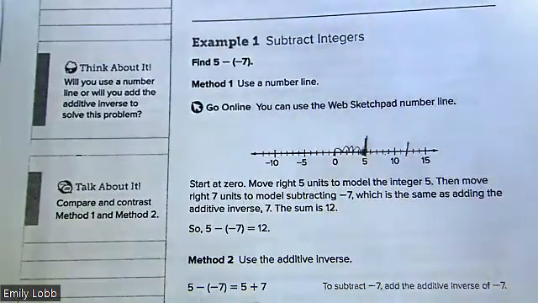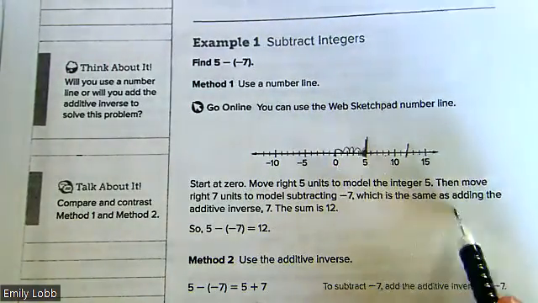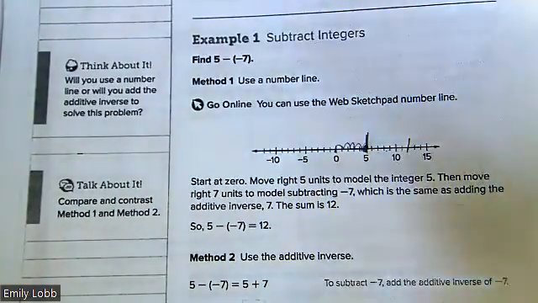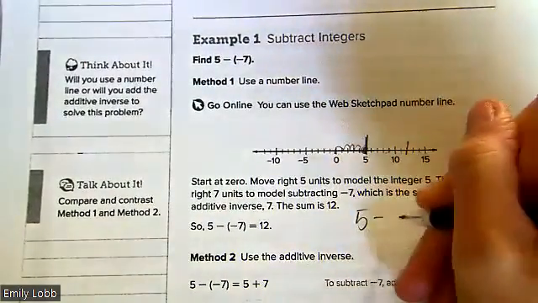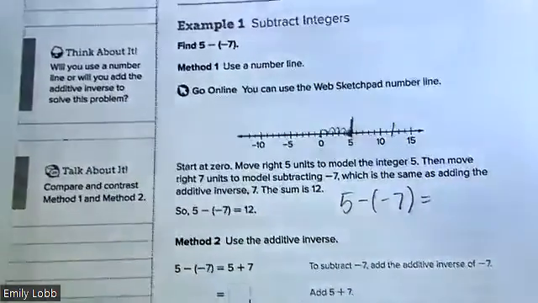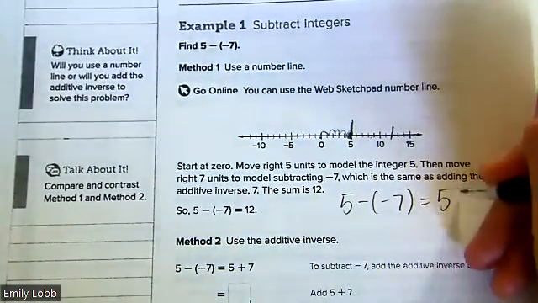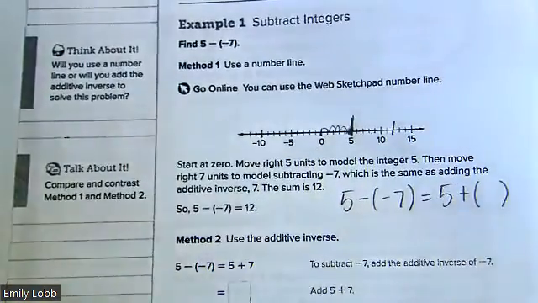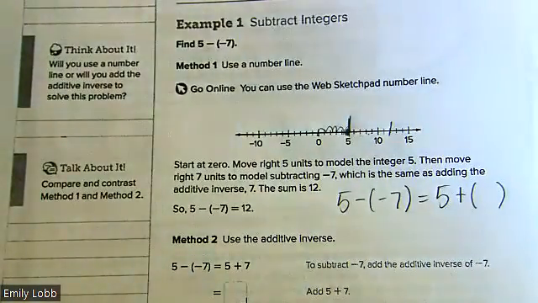Now I'm at +12. So it's the same as adding the additive inverse. So 5 minus a -7 is the same as adding the additive inverse. What's the additive inverse of -7?